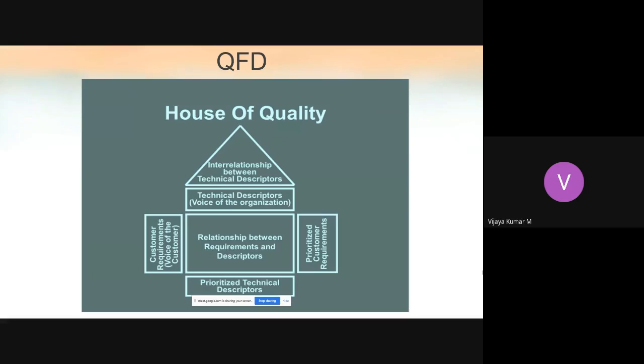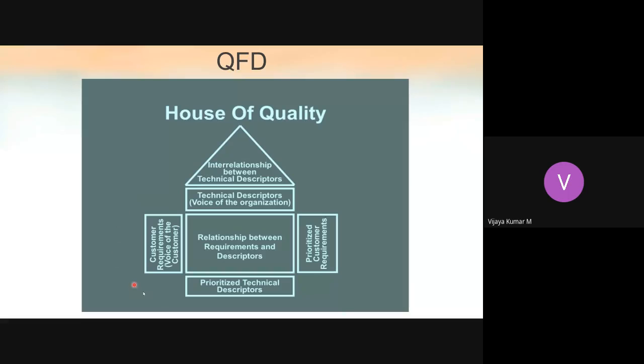The QFD is also called the house of quality. It looks exactly like this. If you observe this house of quality, it looks like a house having a top roof, a left column, a right column, some base in between, and below you can also see some base. The left column we call customer requirements, also called the voice of the customers.